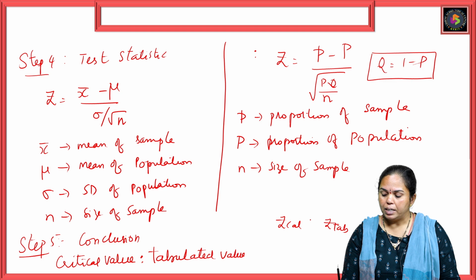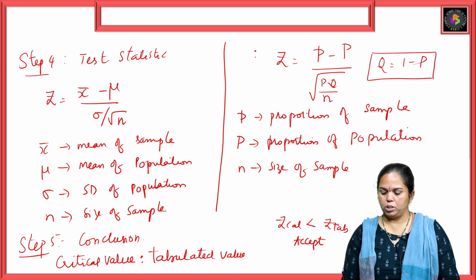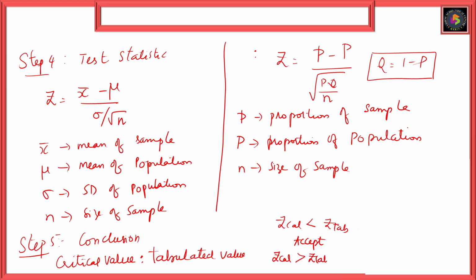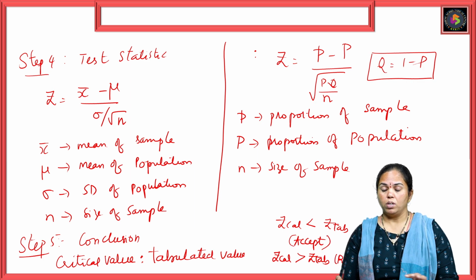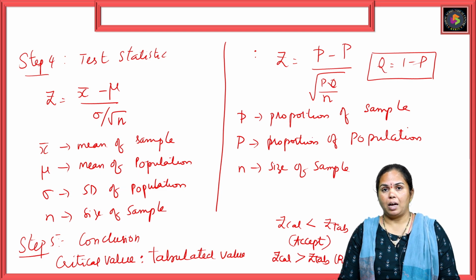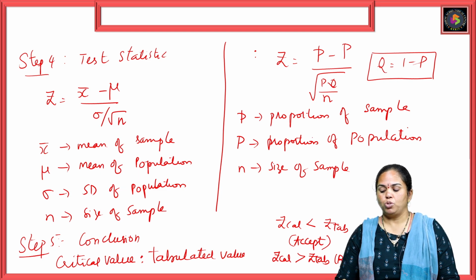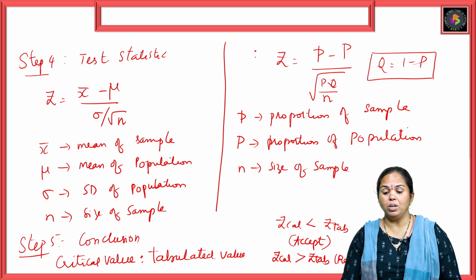If calculated is less than tabulated, then we accept the null hypothesis, and if calculated is greater than tabulated, we reject the null hypothesis. So again I'm telling you, calculated value on the left hand side, tabulated value on the right hand side. If calculated is less than tabulated, we accept it. If calculated is greater than tabulated, we reject it.